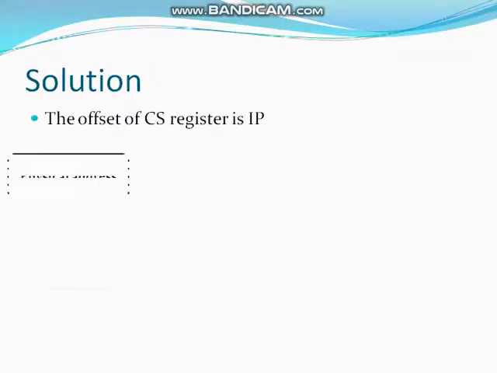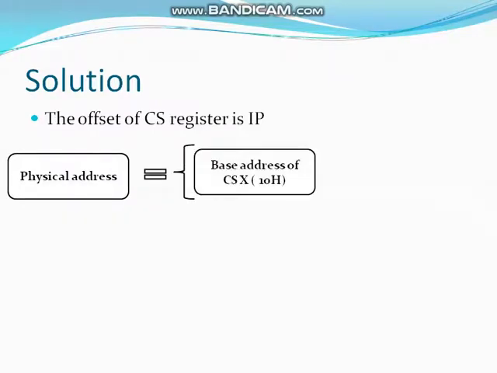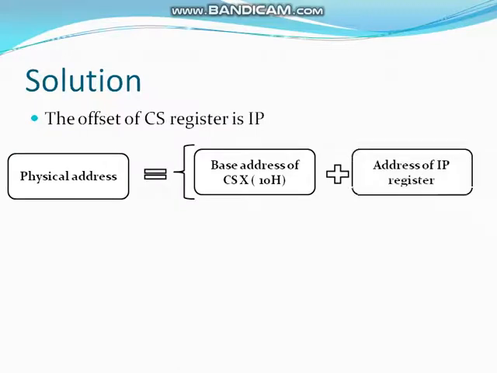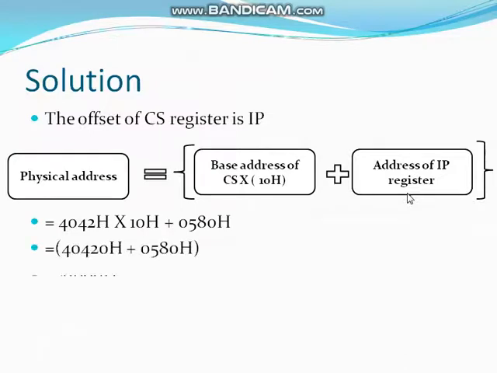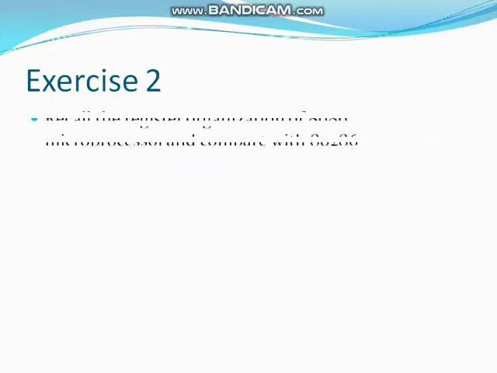The offset of the code segment is the IP. So the physical address is calculated with the help of the base address and the offset address. For the base address register you have to multiply by 10H, and add the offset address of that respective base register. So for the code segment, the IP is the offset. After calculating, this is the final answer: 41000H is your physical address.